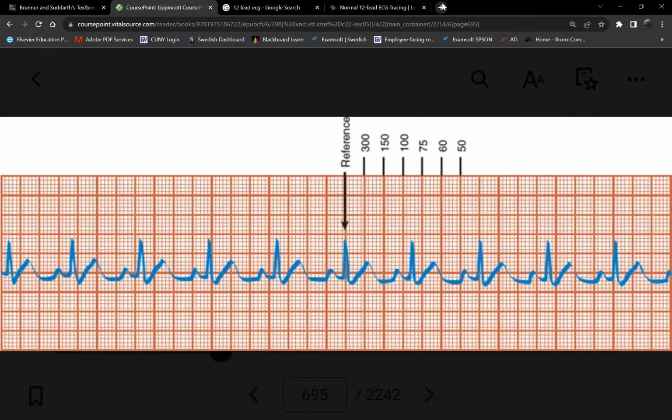1, 2, 3, 4, 5. 1, 2, 3, 4, 5. 1, 2, 3, 4, 5. So this is 3 seconds right there. Got it? Okay, so let's draw another 15. Okay, that's fine. Another 3-second marker. So now do I have 6 seconds? Yes, I have 6 seconds.